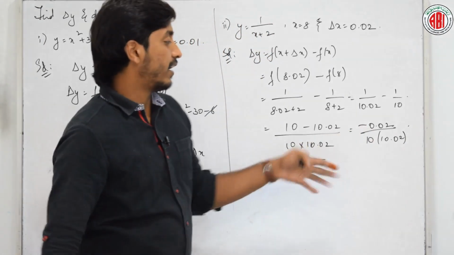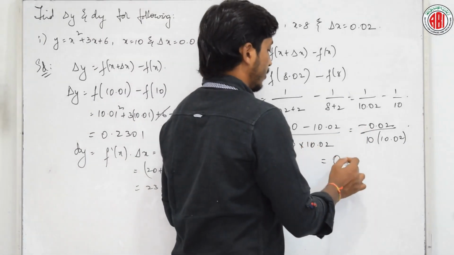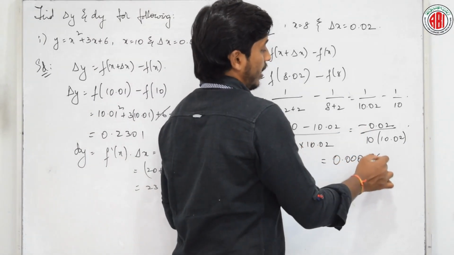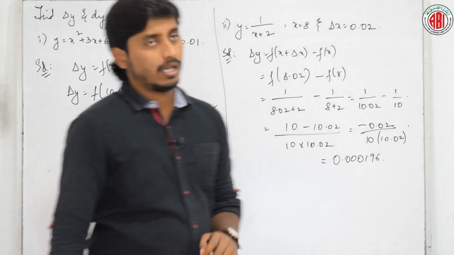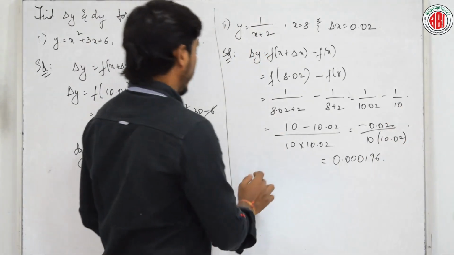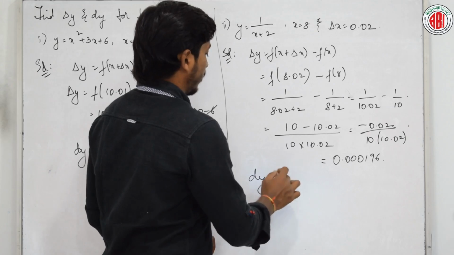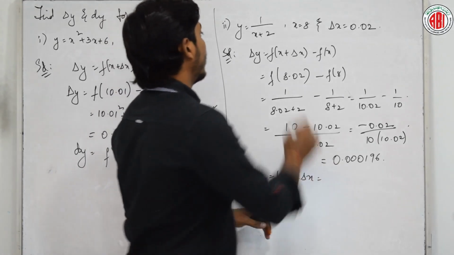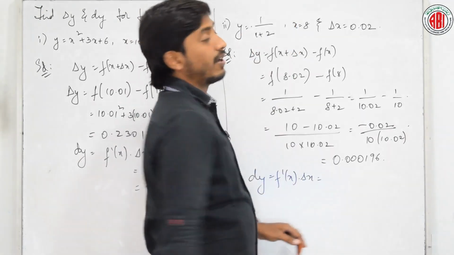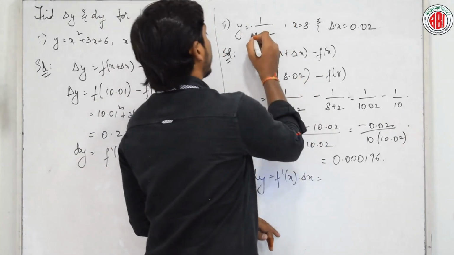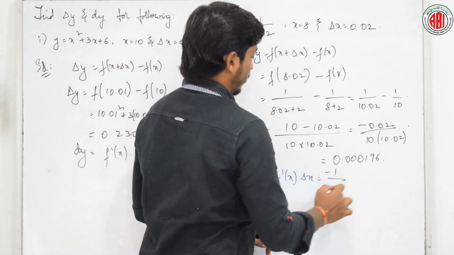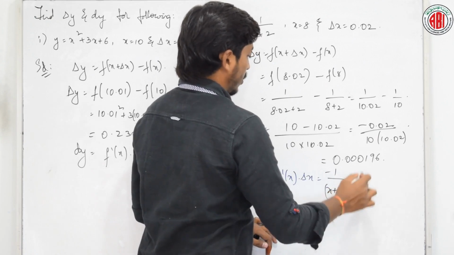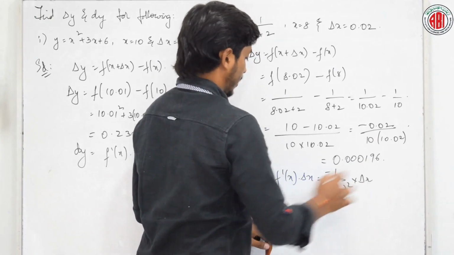Okay. If you divide everything, you will get 0.000196 something. Okay. Similarly, let us find the value of dy. dy is equal to f dash x into delta x. That is nothing but, what is the differentiation of this? Differentiation of 1 by x is minus 1 by x square. That is minus 1 by (x plus 2) whole square into delta x.